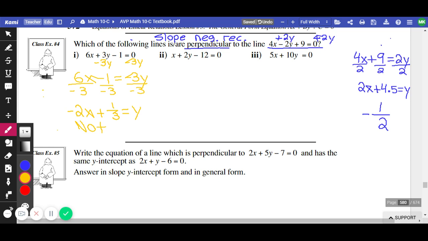Alright, try 2 and 3 on your own. At the very least, see if you can convert them to slope-intercept form. See if you can get y by itself. I'll give you a few minutes.